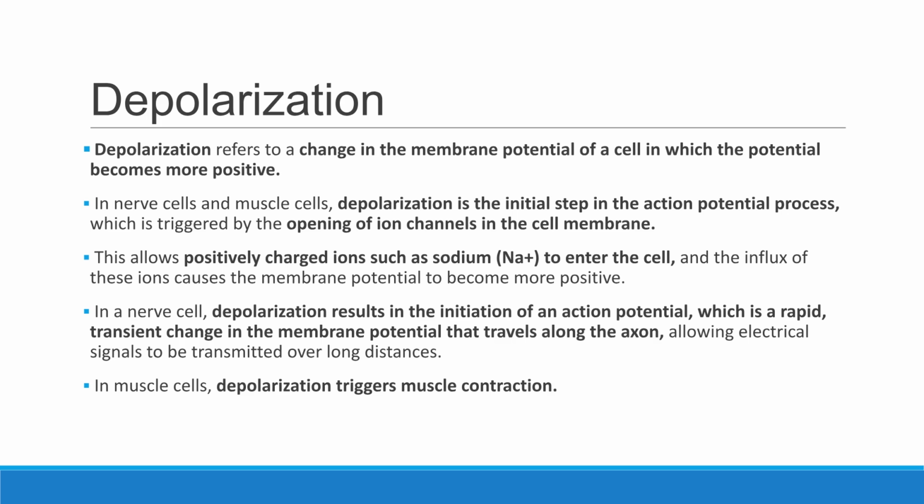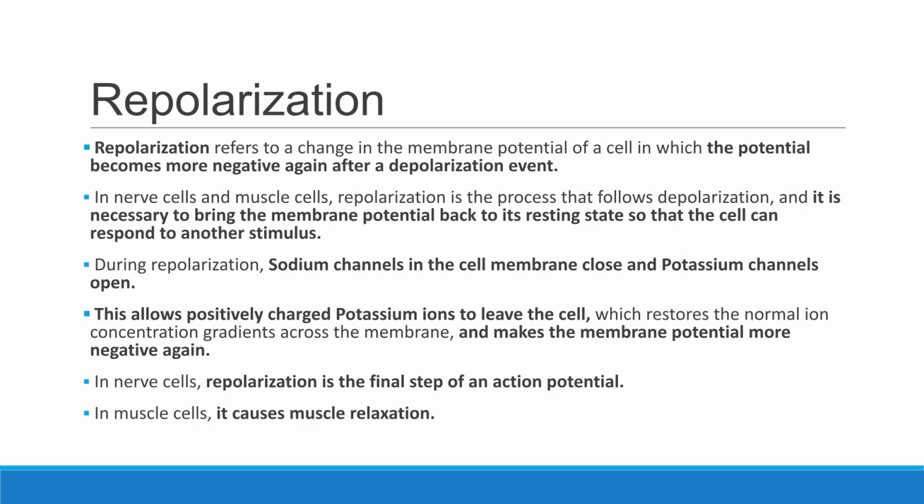Depolarization is a change in membrane potential where it becomes more positive, often due to the influx of positively charged ions like sodium. In nerve cells, this initiates an action potential, while in muscle cells, it triggers contraction. Repolarization follows depolarization, making the membrane potential more negative again to return to the resting state. Sodium channels close, potassium channels open, and positive potassium ions leave the cell. This causes muscle relaxation in muscle cells.